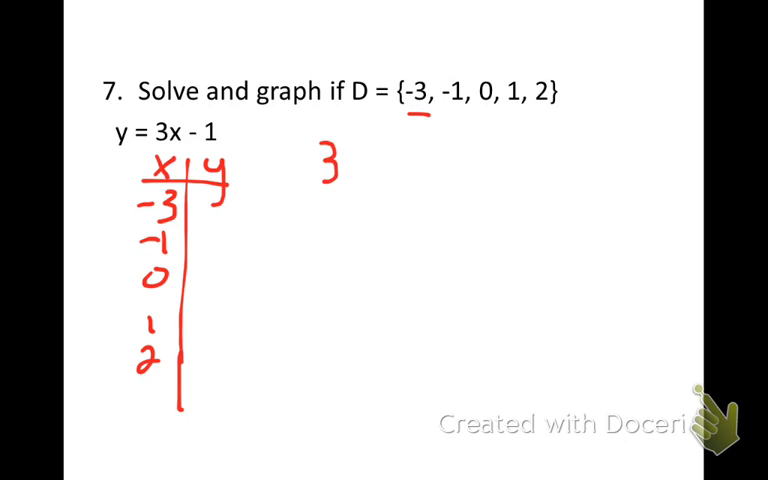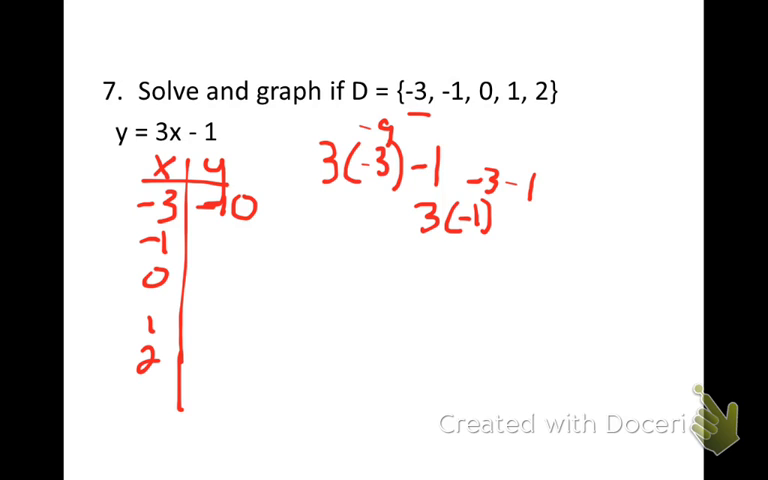If I put a 3 in, again, sometimes it helps to write the first 1 or 2 down, then you can start doing it in your head. 3 times negative 3 is negative 9 minus 1, remember it becomes plus negative, would give me negative 10. Going into my y there. If I put a negative 1 in, 3 times negative 1 is negative 3, minus 1 would be negative 4. If I put a 0 in, 3 times 0 is 0, minus 1 would be negative 1. Put a 1 in, 3 times 1 is 3, 3 minus 1 is 2. Put a 2 in, 3 times 2 is 6, minus 1 is 5.